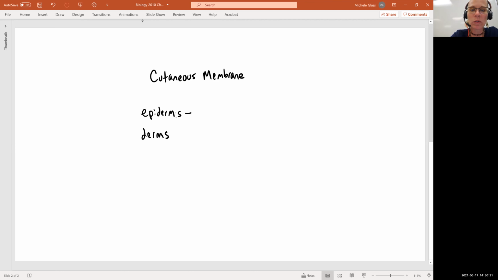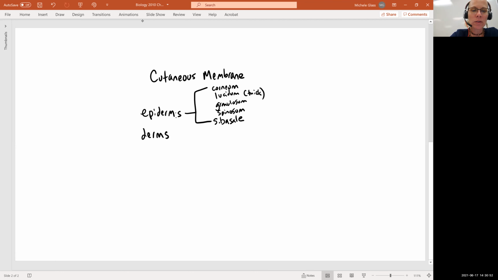And then remember, as we look at the outermost layer, we have 4 to 5 different layers, starting at the innermost with the stratum basale, stratum spinosum, stratum granulosum, stratum lucidum, if we're thick skin, which is palms of your hands, soles of your feet. And then the outer layer is, of course, stratum corneum.